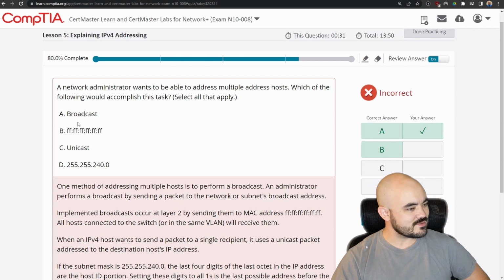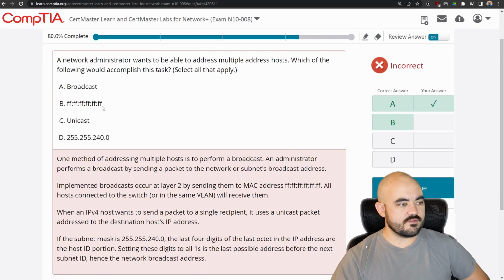I said this was also a broadcast. This is a broadcast for a MAC address. F is the last character in hexadecimal. So this is the equivalent of 255.255.255.255 in IPv4 decimal.